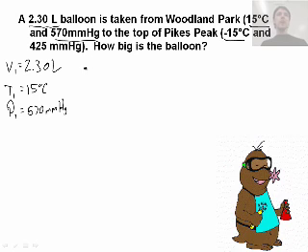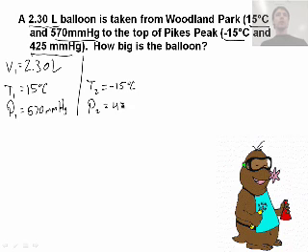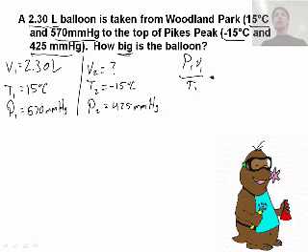Okay, we have a new condition at the top of Pikes Peak. We have a T2, which is negative 15 degrees Celsius. We have a new pressure, P2, which is 425 millimeters of mercury. How big is the balloon? Big implies size or a volume, so that's our V2. That's our unknown. Notice that moles are not referenced in this problem, so we simply ignore the moles. So the equation that we'll be using is P1 V1 over T1 equals P2 V2 over T2. We're going to ignore the moles because moles do not change. They're not mentioned in this problem.